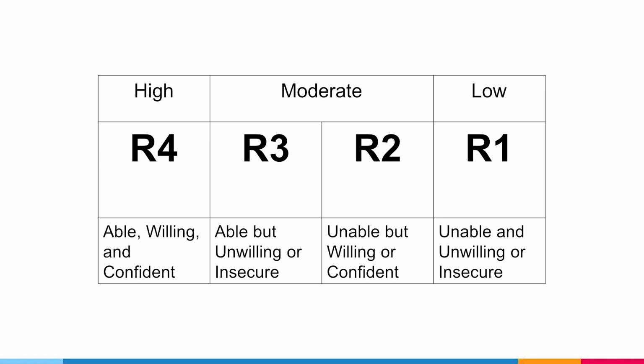Readiness in situational leadership theory is defined as the extent to which a group member has the ability and willingness or confidence to accomplish a specific task. Here we see 4 levels of readiness. The least ready employee, R1, is unable and unwilling or insecure. The most ready follower is R4. This follower is able, willing, and confident. Moderate levels of readiness fall in between R1 and R4.